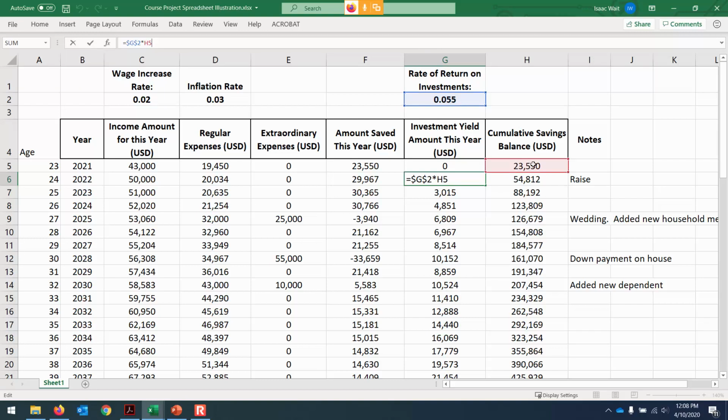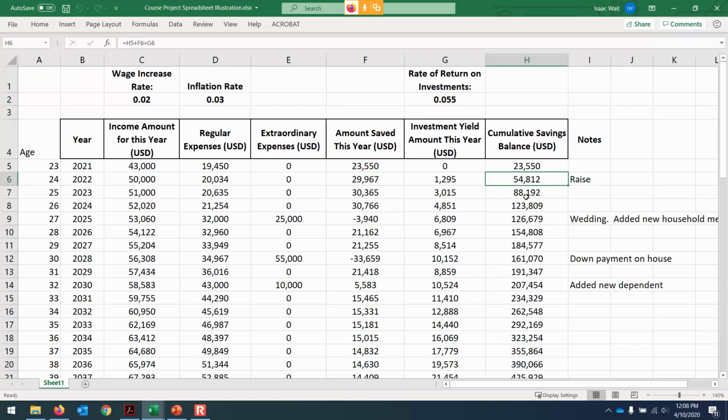return on investment. So if we look at what is the cumulative savings balance, it's the previous year's balance, so that's the cell above, plus how much you saved in a year, and then also adding in the investment yield. So the investment yield isn't just 5.5% of the savings amount. This is a common mistake that students make all the time. The investment yield is based on your total balance.